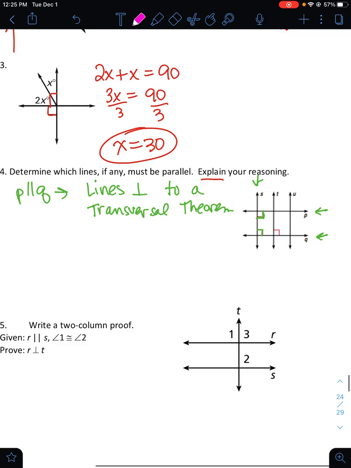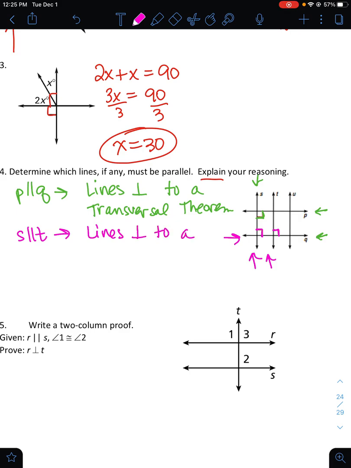Okay, let's look for something else. How about S, T, and U? Can we say those are parallel? I'm going to look at this 90 and this 90. I could use the exact same reason I just used. If both S and T are perpendicular to the same line Q, they're parallel to each other. So right there, I could say that S is parallel to T, and really the same reason: lines perpendicular to a transversal theorem.